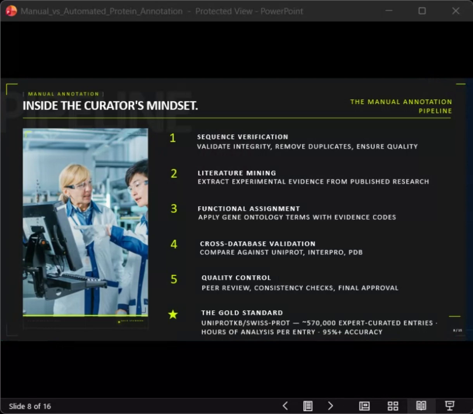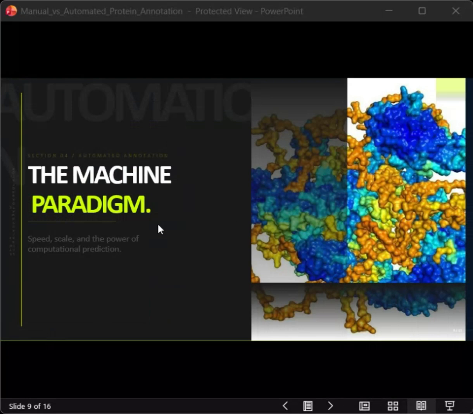This slide explains the Swiss-Prot manual annotation workflow. First, the protein sequences are verified for quality and duplicates are removed. Next, curators analyze scientific literature to collect the experimental evidence. Then functional terms and ontology classification are assigned. Finally, the data undergoes quality control and expert review before publication. So Swiss-Prot is considered the gold standard of protein annotation.